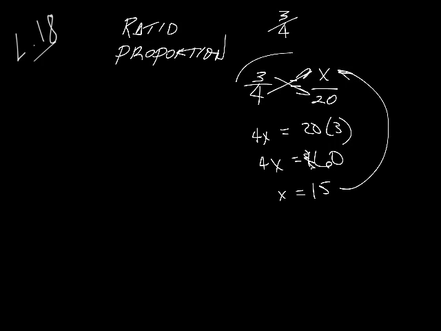So when you've got a proportion, basically what you're saying is both of those fractions equal the same thing. It's just one looks different than the other because it hasn't been reduced.